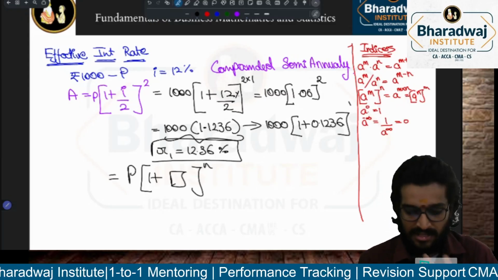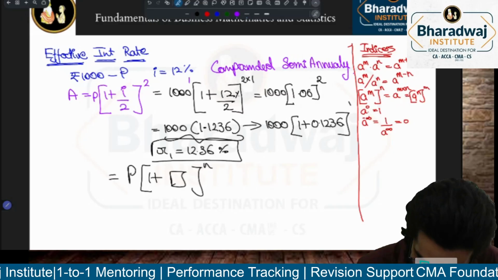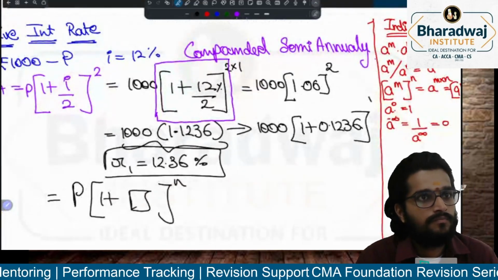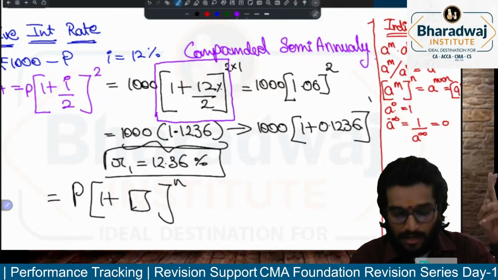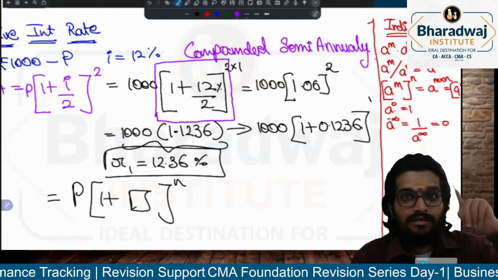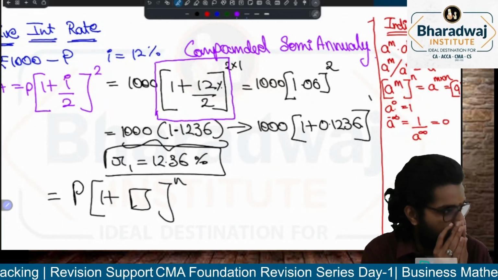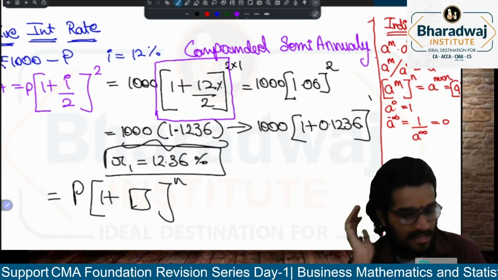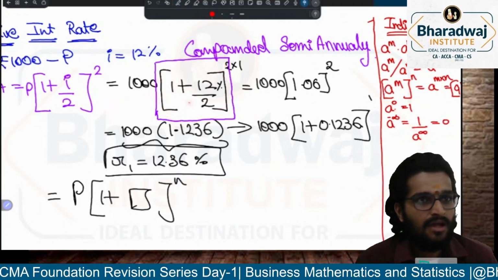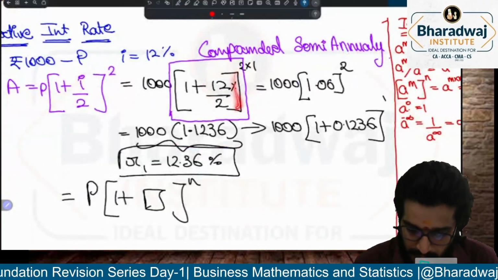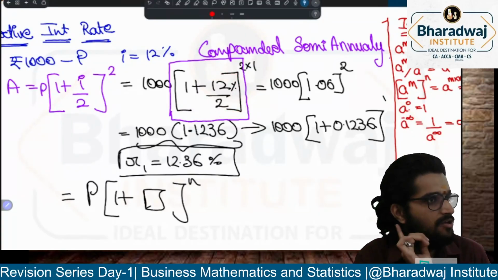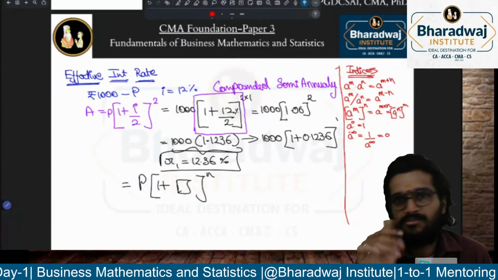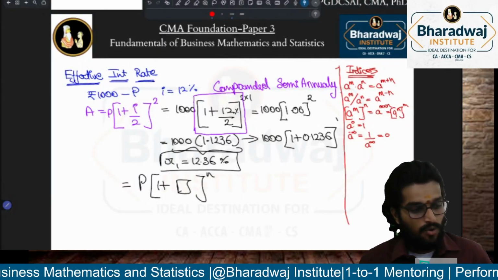How to bring it to power n? In this scenario, I am just grouping this. Now the power will be 1, right? If it is for 3 years, it will be 2 into 3. If I group the power 2 as one specific term, the remaining term will be left with power 3, yes or no? So in that entire thing, what is written next to that 1 plus will be your answer. Clear? How to find the effective interest rate? Clear? Now, let me give you a scenario.